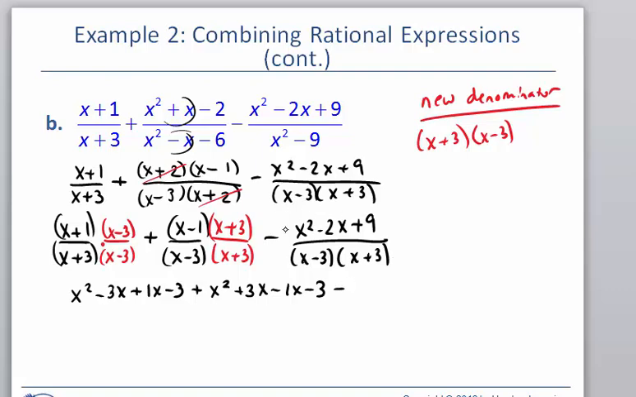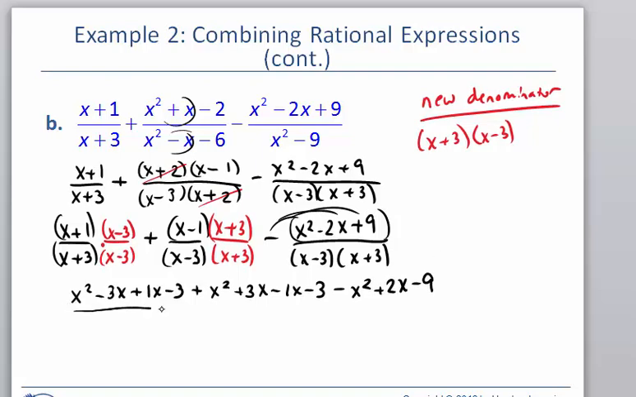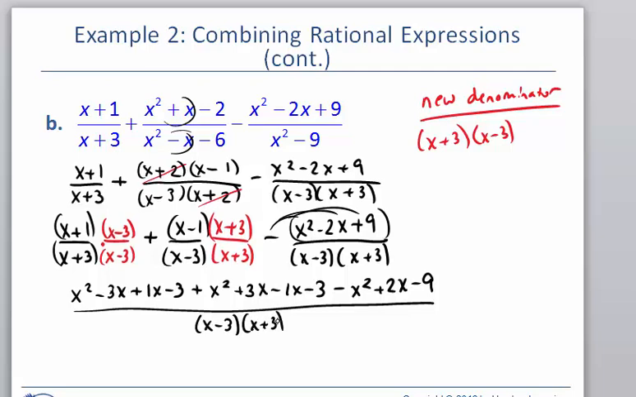The third one, I'm going to go ahead and distribute this negative. It's just going to make things a little bit easier to do that. So minus x squared plus 2x minus 9. And since our denominators are all the same, we can write it just one time underneath, x minus 3, x plus 3.